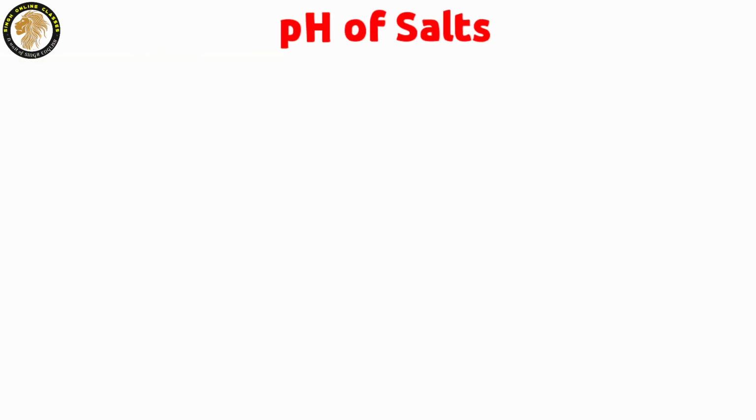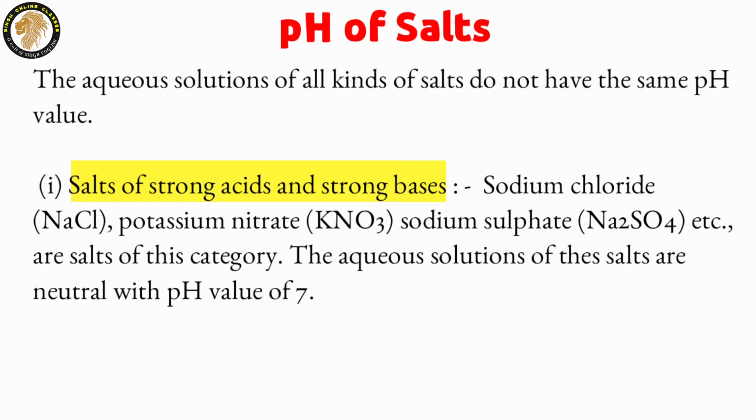Now we have to measure the pH of salts. The aqueous solutions of all kinds of salts do not have the same pH value. So how can we understand? See, first, salts of strong acids and strong bases. Examples: sodium chloride, potassium nitrate, sodium sulfate, etc. are salts of this category. The aqueous solutions of these salts are neutral with pH value 7.